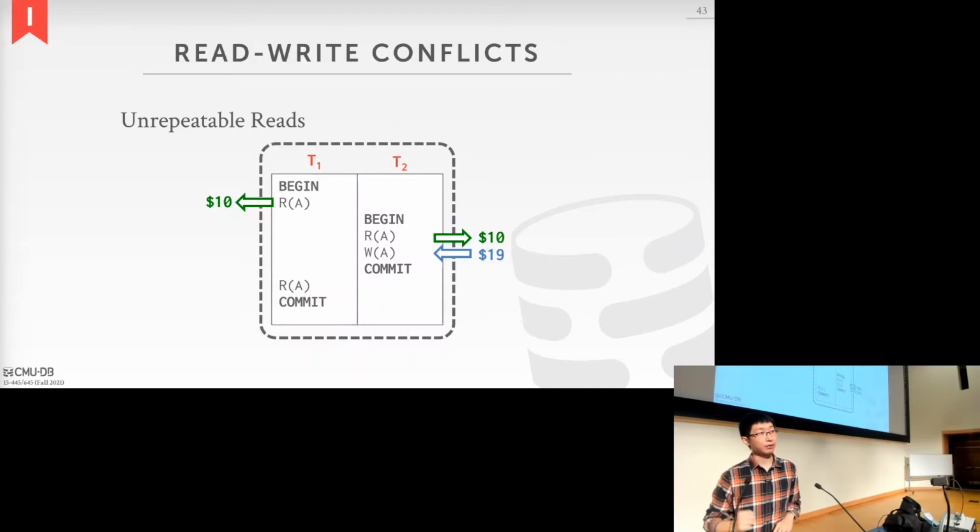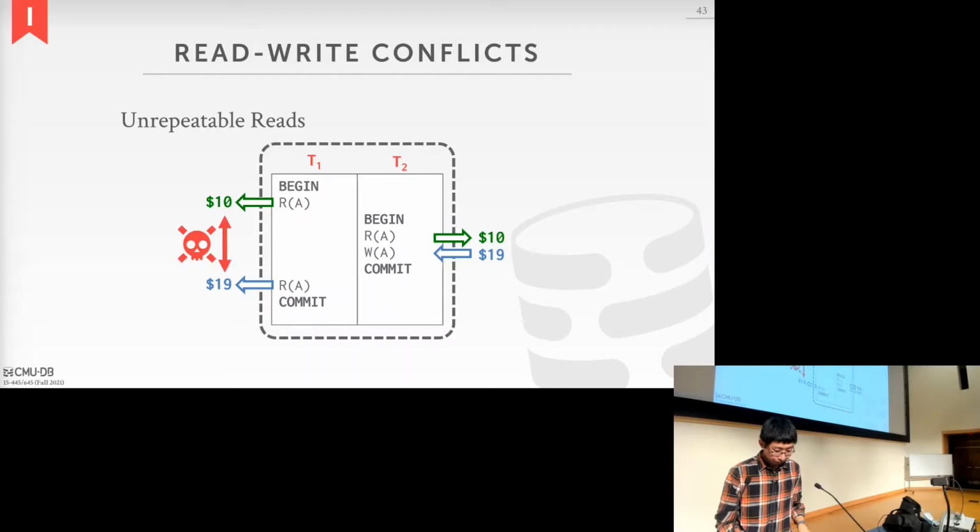After that, when you read this value from A again, you come back with a different value. Clearly this violates the isolation property, because if T1 is the only transaction, you just cannot read a value as 10 and then suddenly it comes back as 19. So this would be a read-write conflict, and the problem it causes is called unrepeatable reads.